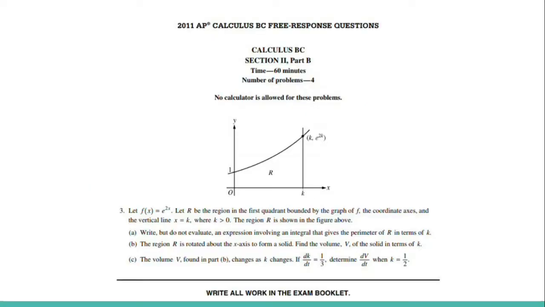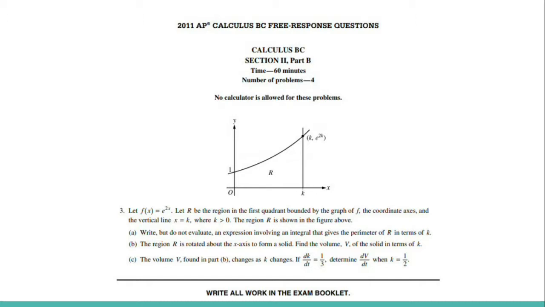The problem reads: let f of x equal e to the 2x, let R be the region in the first quadrant bounded by the graph of f, the coordinate axis, and the vertical line x equals k, where k is greater than 0. The region R is shown in the figure above. We're being asked to, A, write but do not evaluate an expression involving an integral that gives the perimeter of R in terms of k.